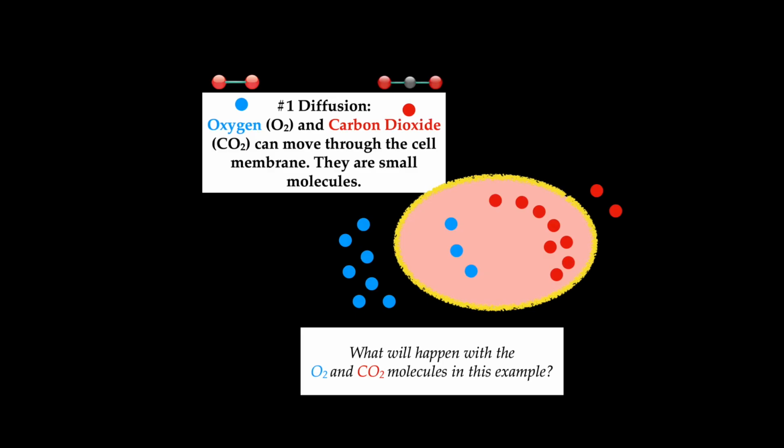Diffusion can work with small molecules. O2 and CO2 can move through the cell membrane because they are very small. They can sneak right in. If we look at this diagram here, if oxygen is blue and CO2 is red, what will happen with these molecules in this example?